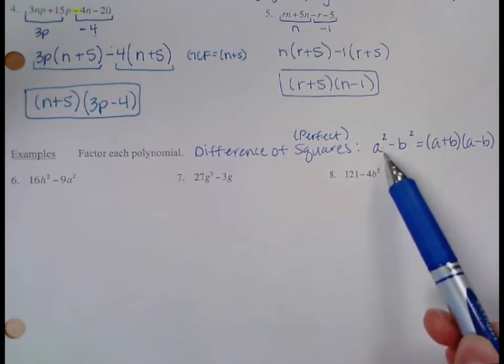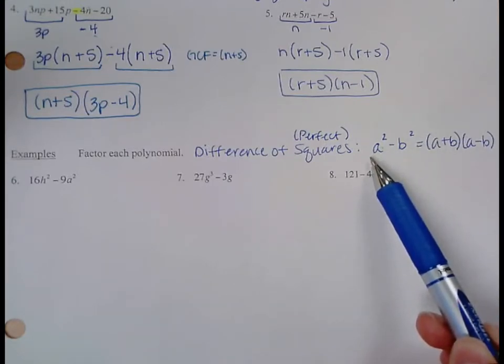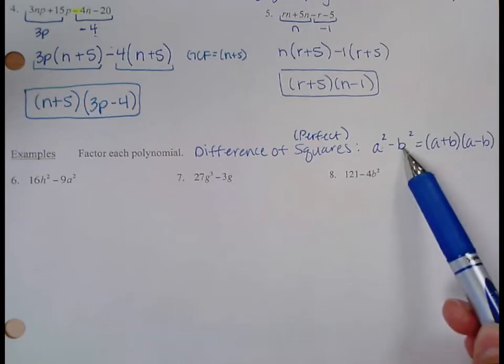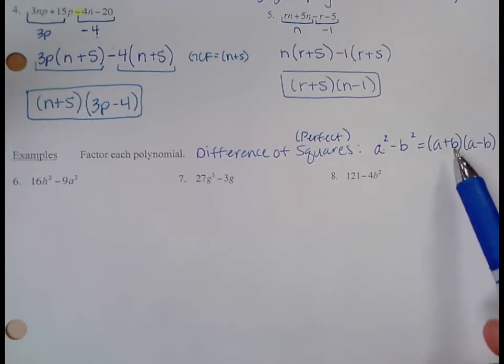So a is going to be the square root of a squared, the square root of your first term. B is the square root of b squared. And then notice both terms in each factor are the same. One's plus, one's minus.